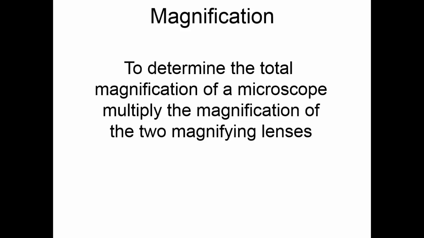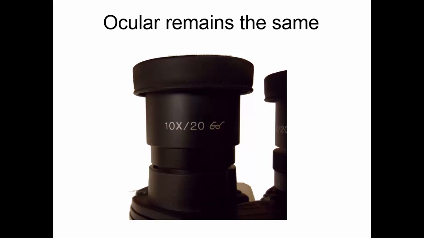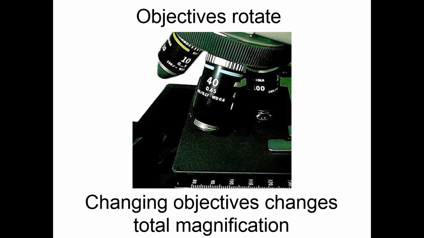The magnification of a microscope can be determined by multiplying the magnification of the ocular by the magnification of the objective. That's what's going to give you your total magnification. Now the ocular remains the same. You don't change the ocular, and it's always 10x. But the objectives can rotate around, so when you change the objectives, you change the total magnification.